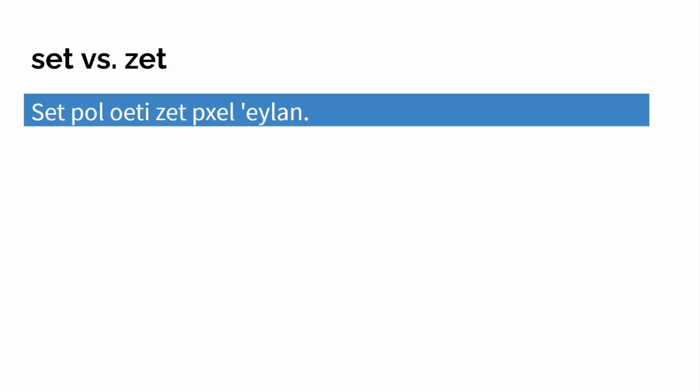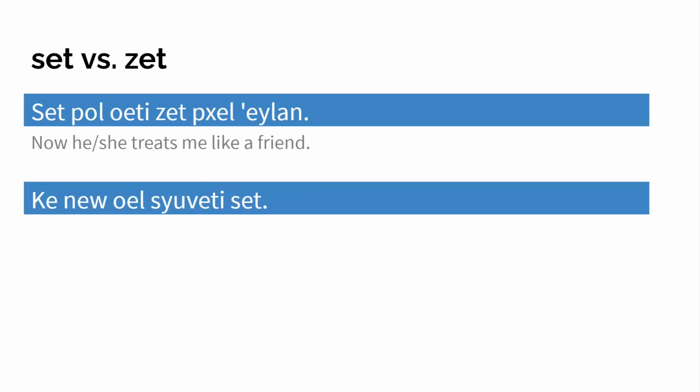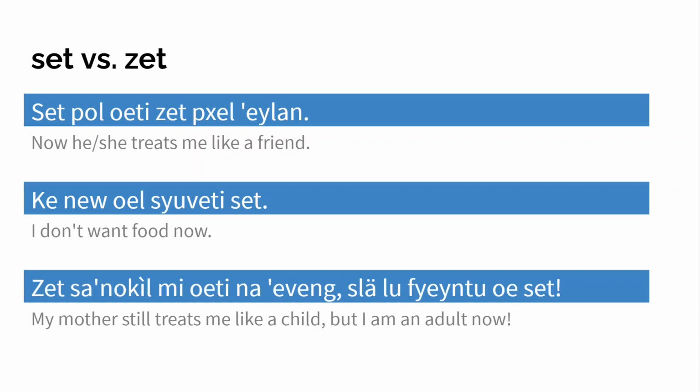First of all, we had zet pol weti zet el elan. So now he or she treats me like a friend. Then we had ke neu wel siuveti set. I don't want food now. And last one, our long sentence. Zet sapnokil mi weti na eveng. So my mother still treats me like a child. Sle lufientu oeset, always said, but I am an adult now.